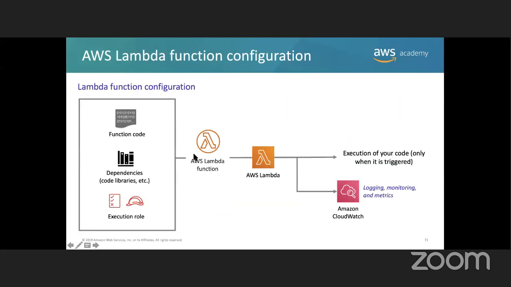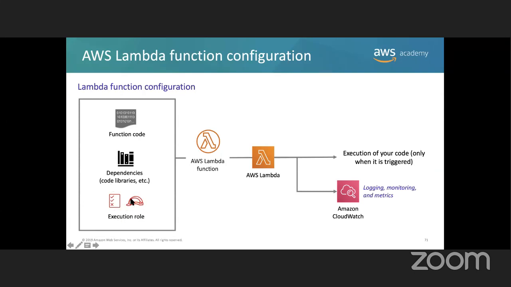Guys, you already saw it with me. You have the function code. You have the dependency code libraries. Remember that I imported Boto 3, right? You can import JSON too. You can import the other libraries depending on the language that you're using. Remember, you can use several languages like Java, Node.js, Python, Go, Ruby, different languages, right?